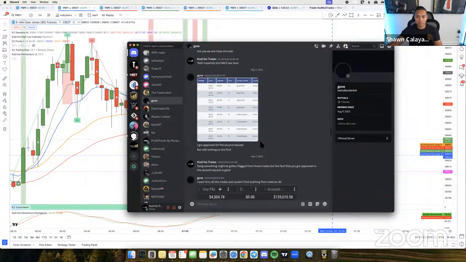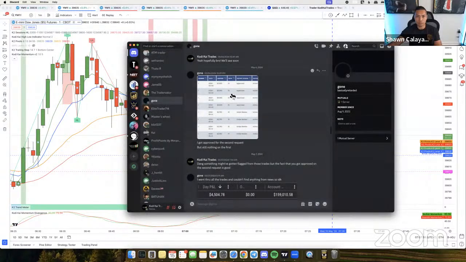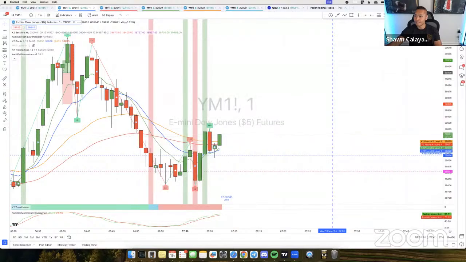But then he was showing me that he had like 3,000 on each account that was approved, and then he had a couple here that were under review. So this guy is actually the reason why they're changing the rules. Him and another guy that he trades with. They were kind of gaming the system by trading.